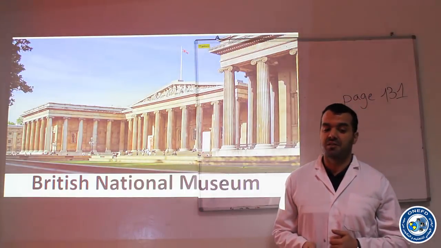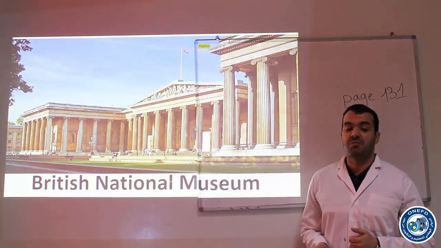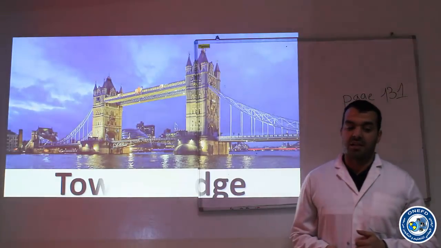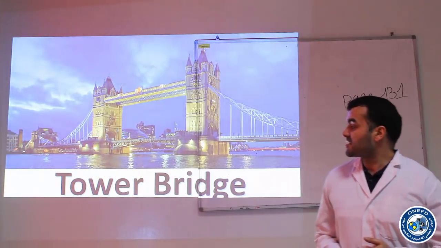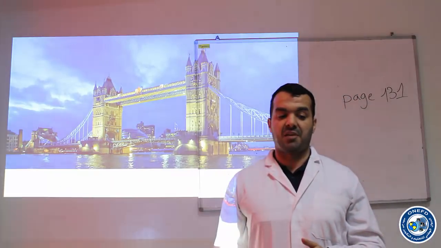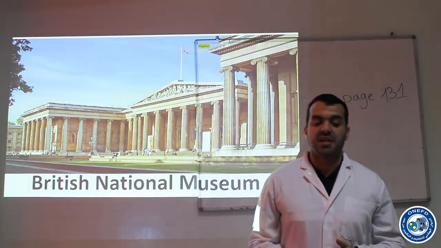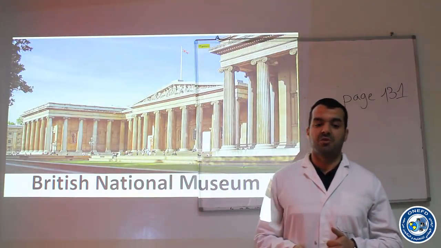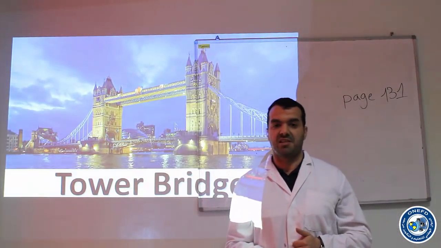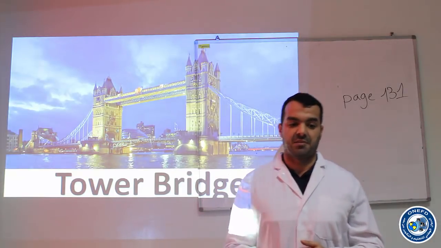The second one is the British National Museum. The last one, the Tower Bridge. So we have Big Ben, number two, British National Museum, and the Tower Bridge. These are some famous monuments in Great Britain.